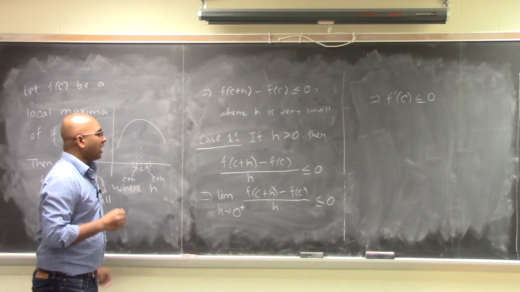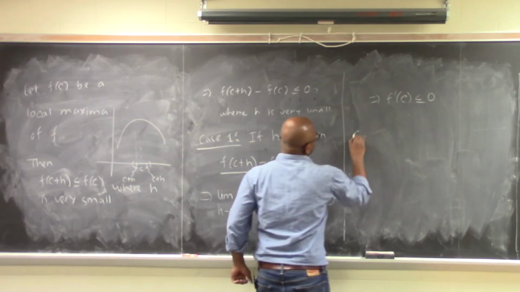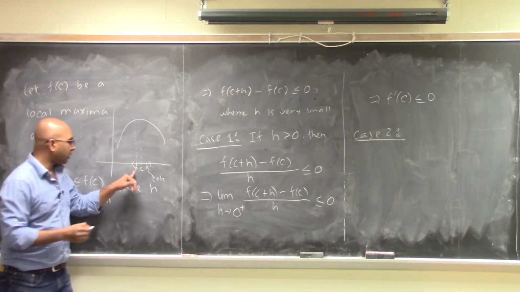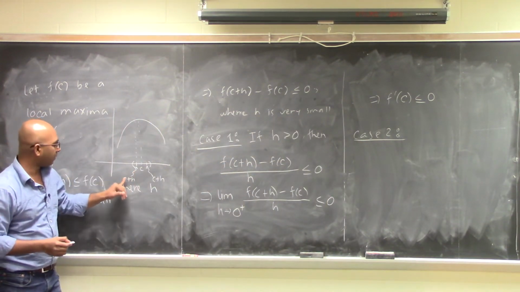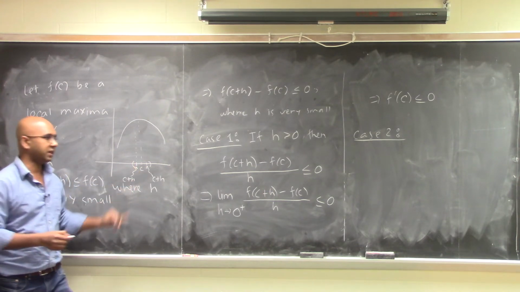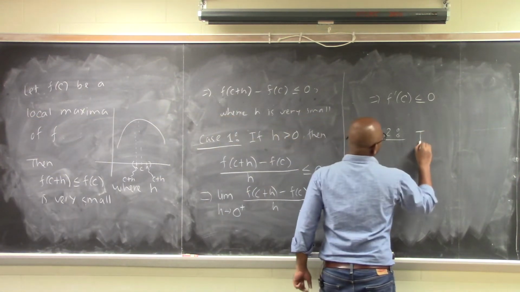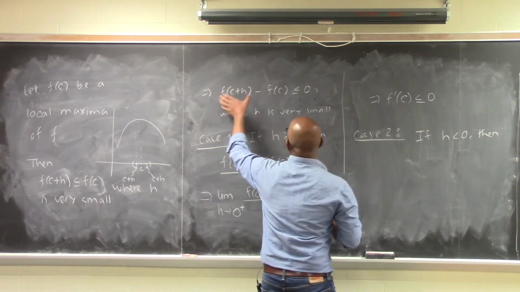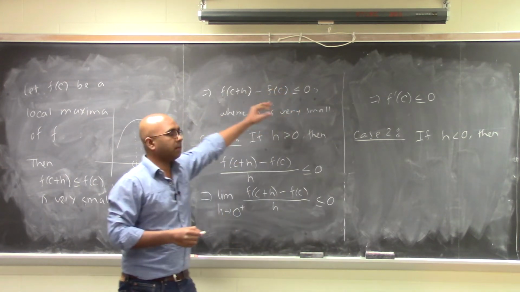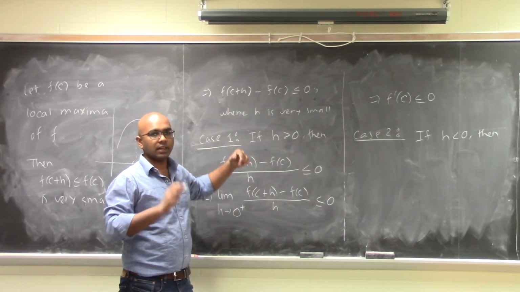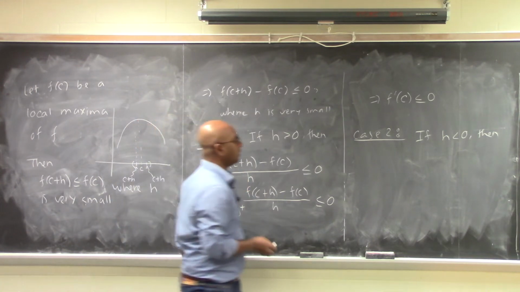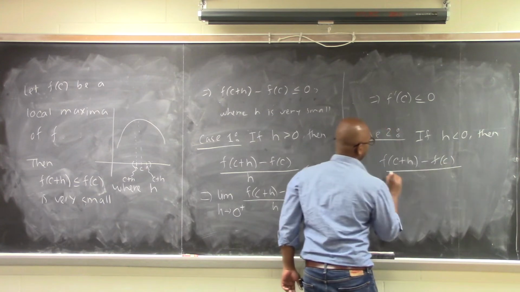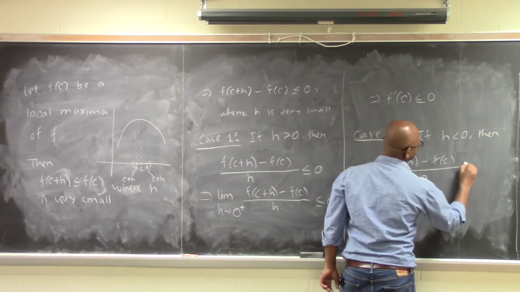Now let's go to the other case, case 2. In this case h will be negative, so c plus h is now on the left side of c, right? If h is negative, then we divide both sides of this inequality by h, but since h is negative, it flips the inequality, right? So f of c plus h minus f of c over h is now going to be bigger than or equal to 0.